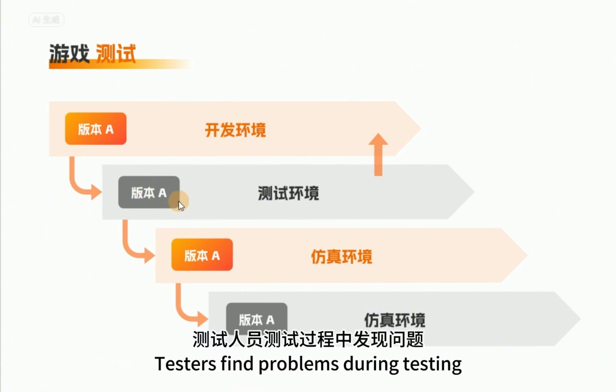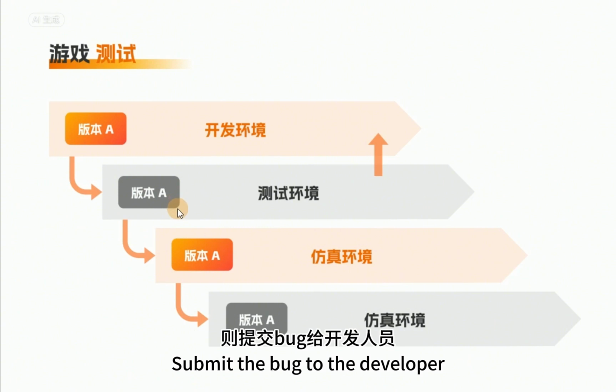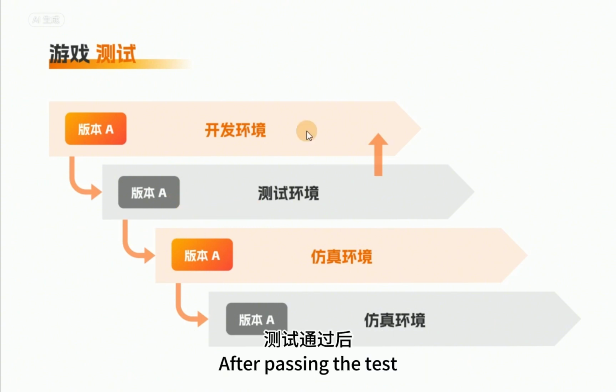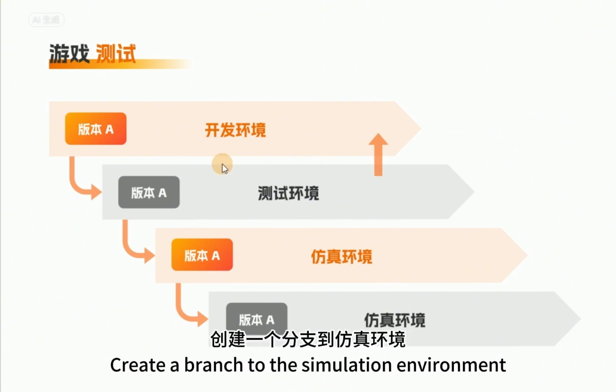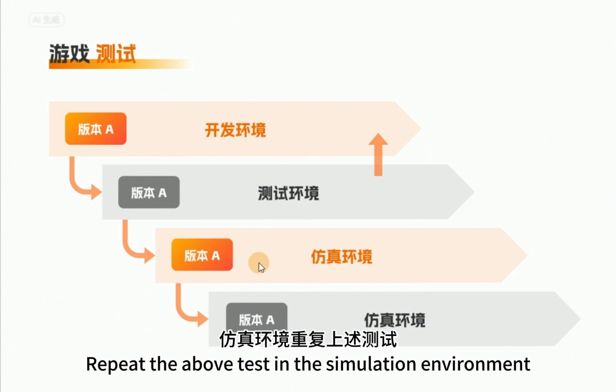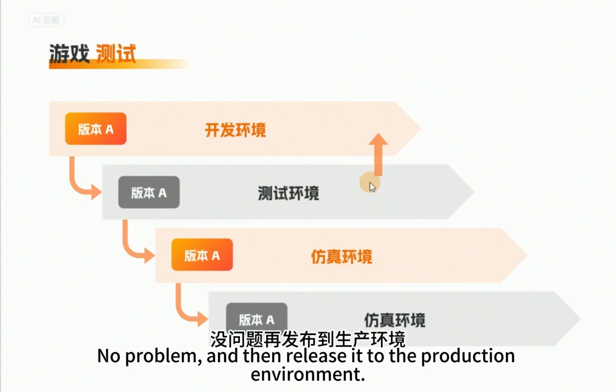Testers find problems during testing and submit the bug to the developer for repair. After passing the test, the current version of the testing environment is branched to the simulation environment. Repeat the above test in the simulation environment. If there is no problem, then release it to the production environment.